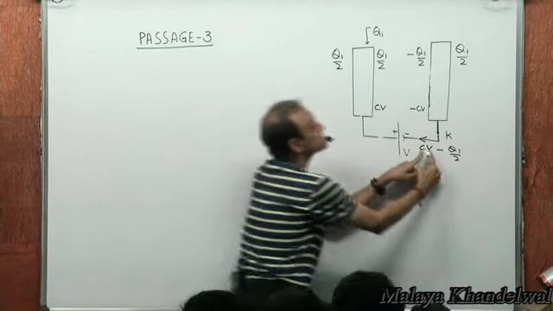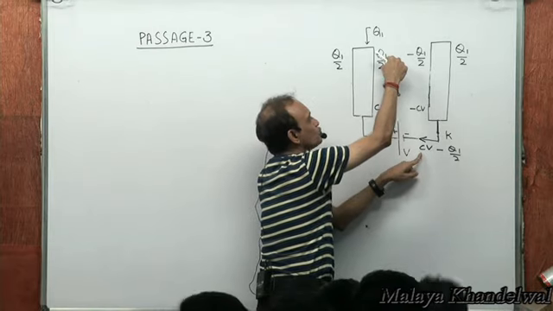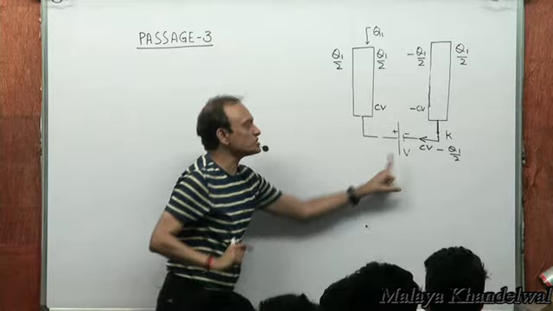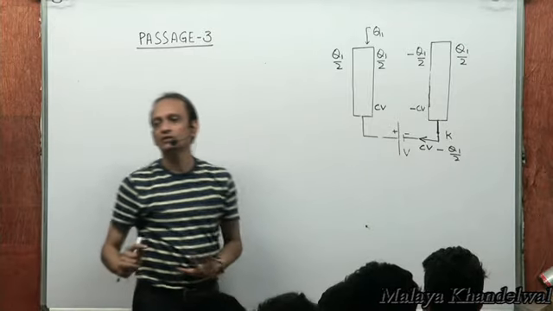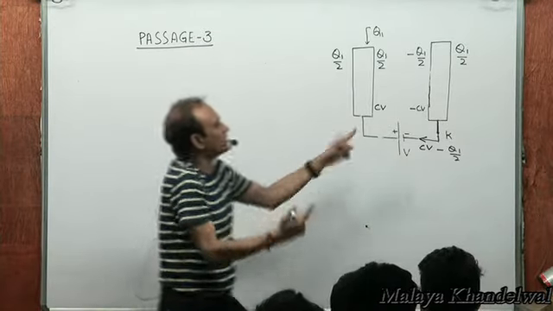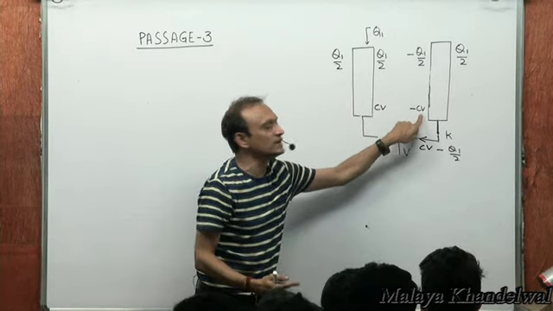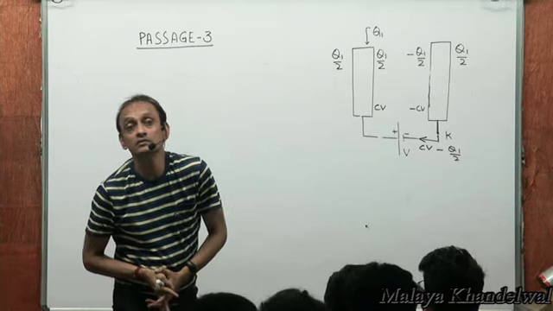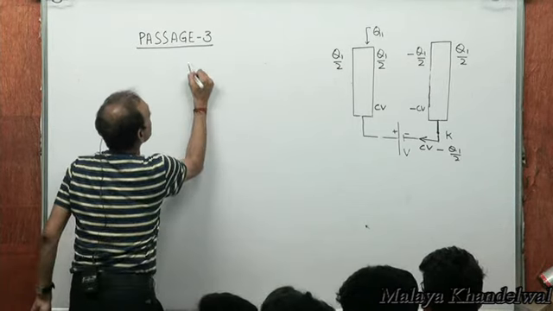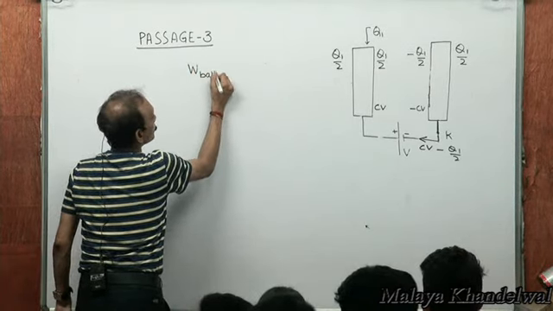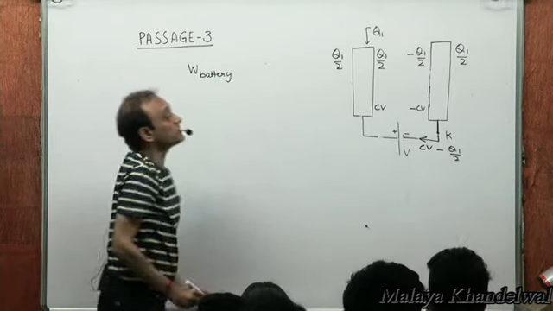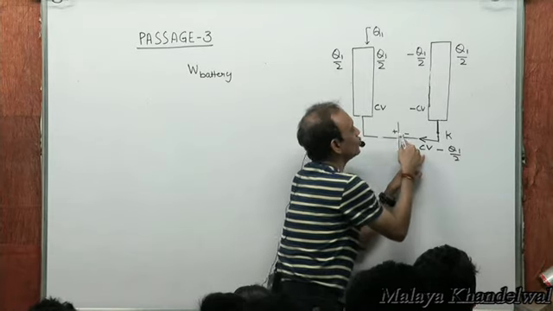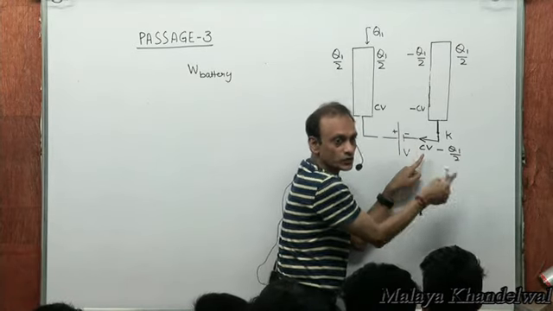And this CV minus Q1 by 2 will get added to Q1 by 2 to give me CV. So what's the charge flowing through the battery? CV minus Q1 by 2. What's the final charge on the inner surface of this? CV and minus CV. What's the work done by the battery? CV minus Q1 by 2 into V. That's the work done by the battery.